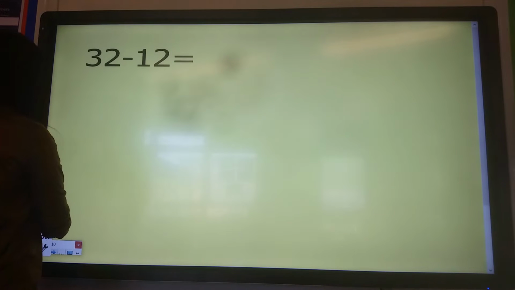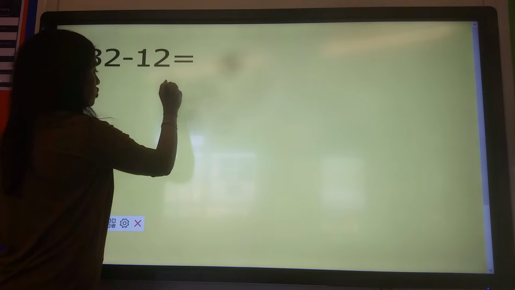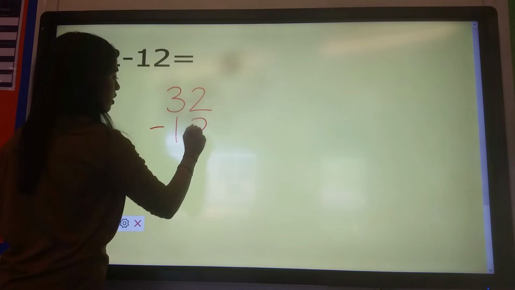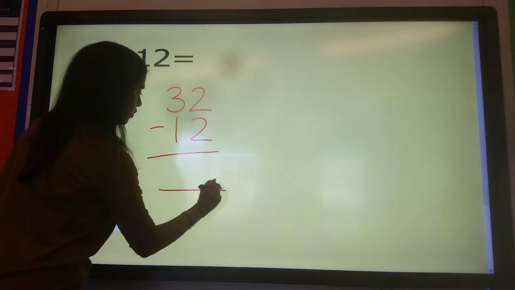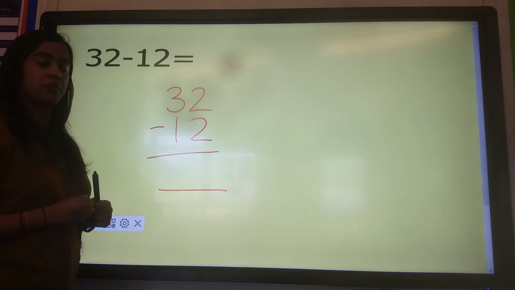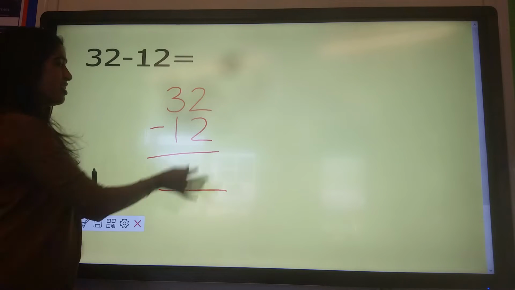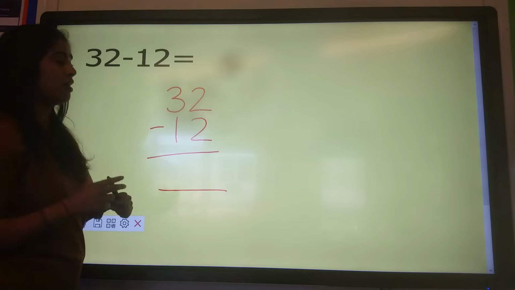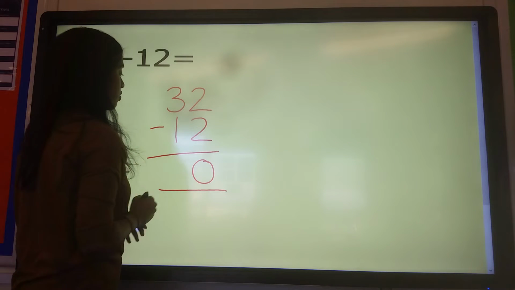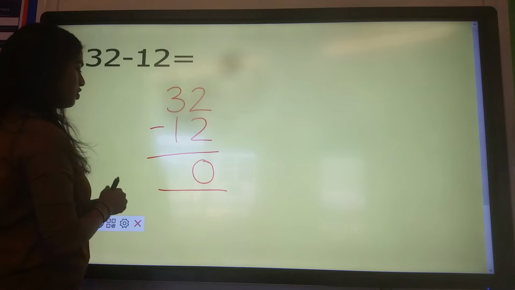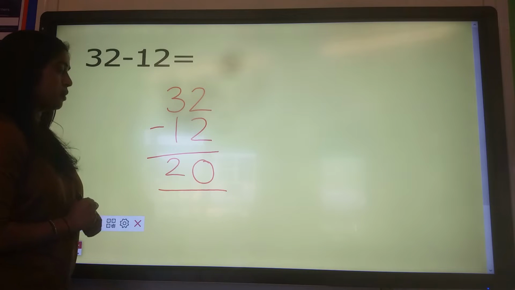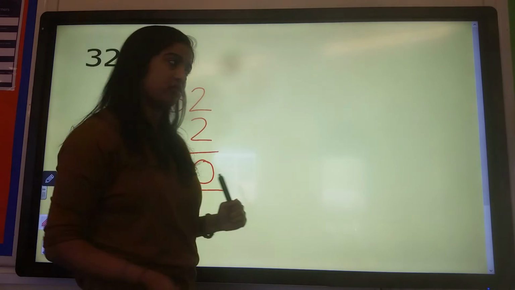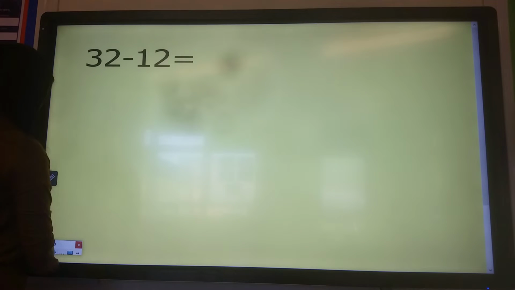So let's start by looking at our column subtraction. So we have 32 minus 12. Okay, and remember, just like with column addition, we need to start with the numbers in the ones column. So 2 minus 2 is 0. 3 minus 1 is 2. Well done. Really simple. We're going to be using column subtraction to calculate the answers to our questions today. Let's have a look at the next question.